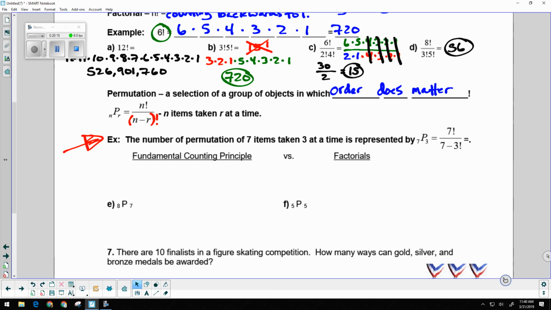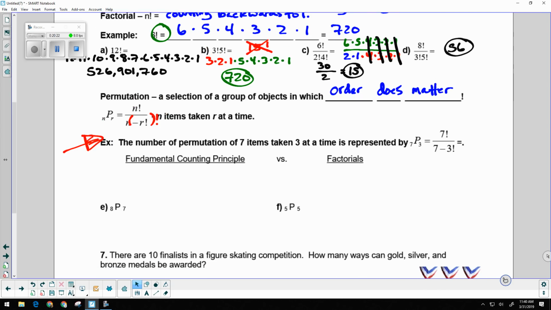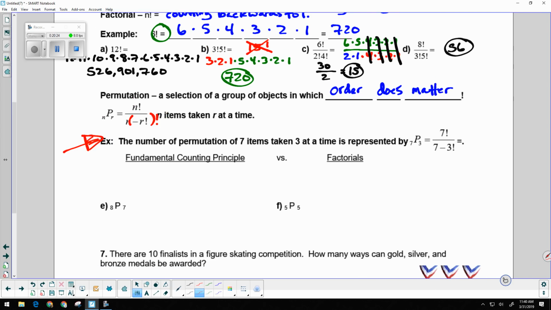The number of permutations of 7 items taken 3 at a time is represented by this. That P with the 7 and the 3 on either side means 7 objects taken 3 at a time using permutations. So the number on the left is n, always. The number on the right is r, always. n on the left, r on the right is alphabetical order.